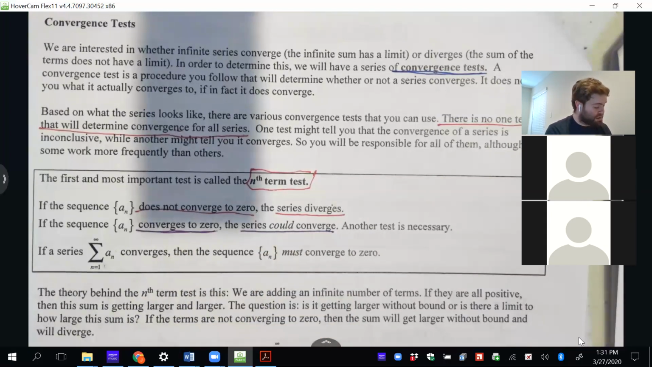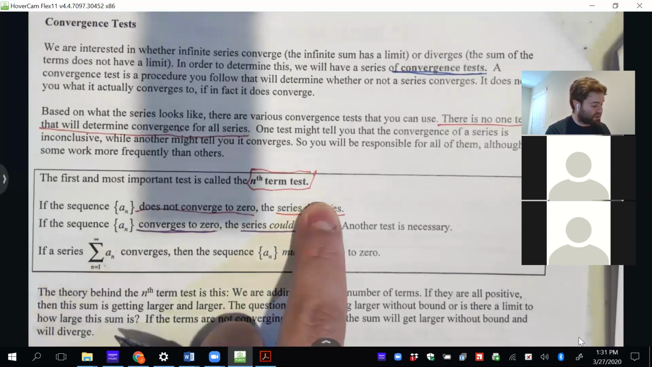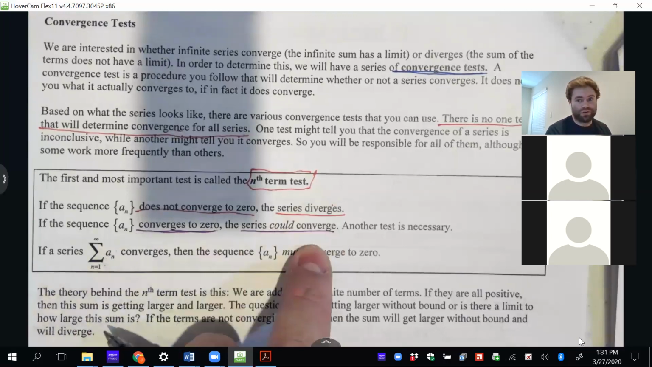And if we see that the nth term test does not eliminate it, saying that it diverged and it just couldn't converge, we still don't know for sure whether it converges or not. Another test would be necessary.